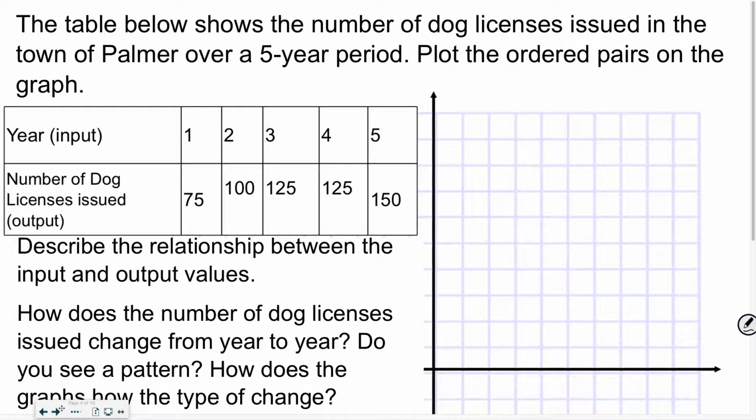Do you want to go by tens? On the x-axis, do you want to go by tens or by ones? We have 1 year, 2 year, 3 year, 4 year. What is our x-axis going to represent? Is the x-axis going to be the years or the dog licenses?